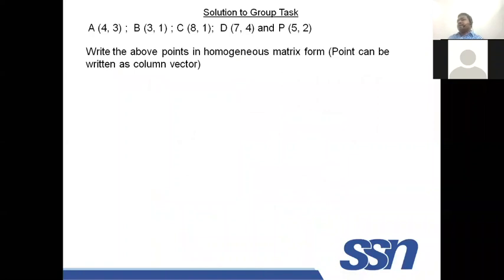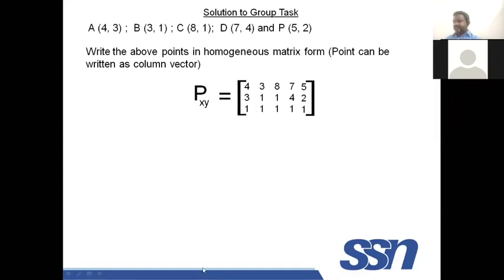Okay. So now we are going to solve the problem by using matrix approach. Here point A, B, C, D given in the problem and P, a point within the lamina is 5, 2. Write the above points in homogeneous matrix form. Okay. Point can be written as a column vector. This one we have discussed in class 3, lecture 3, so that you can write it like this. Pxy is initial position of all these vertices, all 4 vertices and the middle point. I have written as a column vector.